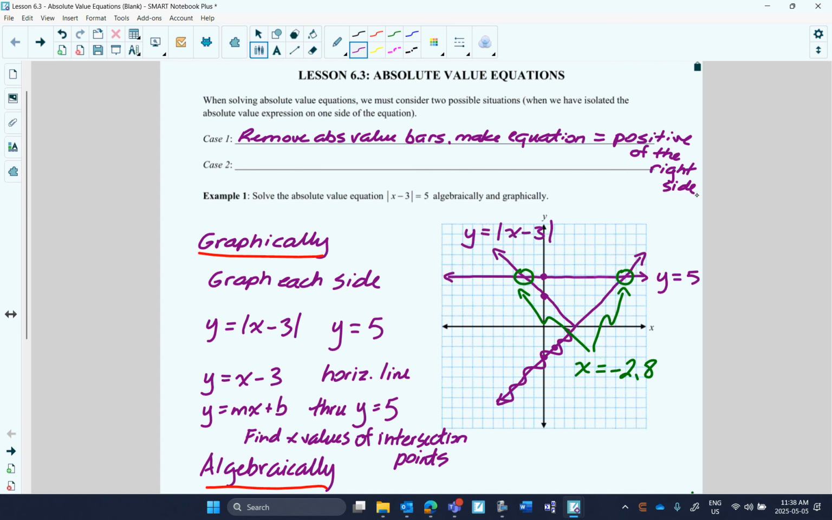positive of the right side. So when I took out the absolute value bars, I got x minus 3 equals positive 5. But then I can make a second equation by taking out the absolute value bars and saying that x minus 3 equals the negative of the other side, or negative 5. Follow me? So remove absolute value bars. Make equation equal to the negative of the right side.